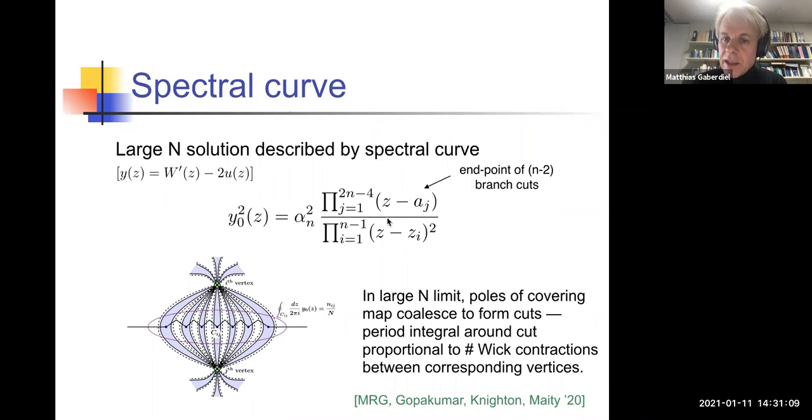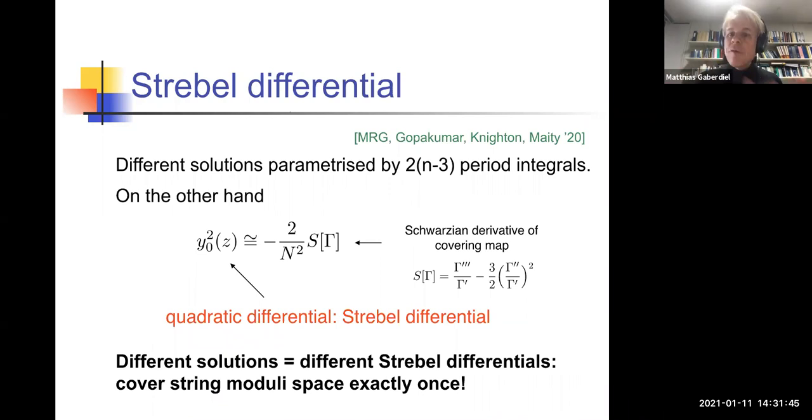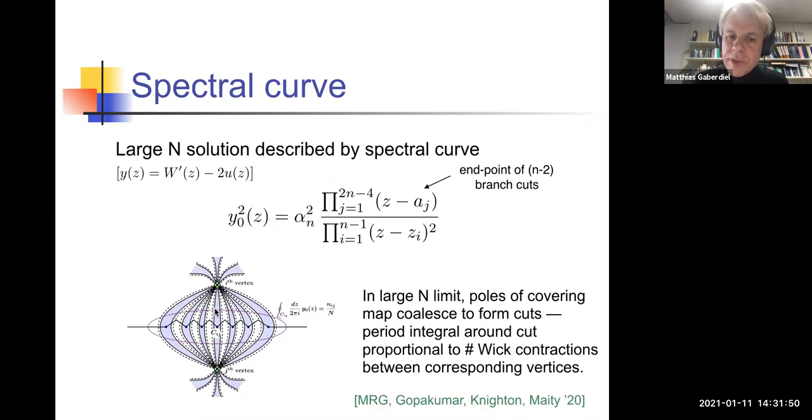And if you translate this into the picture of this Feynman diagram, remember the poles are all the points that appear in these pink surfaces. And when they condense to a cut, then basically the contour integral around them will tell you how many poles you've had between, say, the ith and the jth vertex. And that's a measure for how many legs you had in the Feynman diagram connecting the ith and the jth vertex in the large N limit. Now, the different solutions of the covering map get translated into all the solutions of the matrix model, which are described by all the different cuts. But the parameters that characterize the different solutions are the contour integrals of the spectral curve around the cuts, which is the fraction of Wick contractions between the two corresponding vertices.